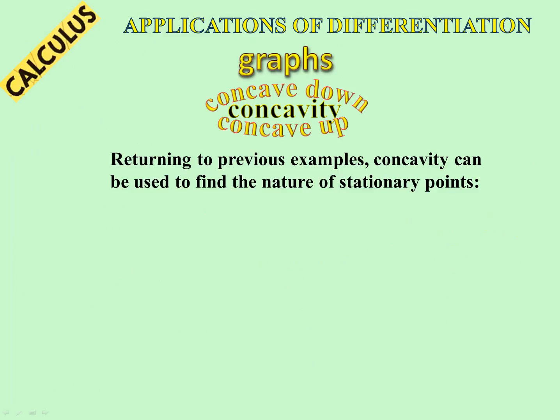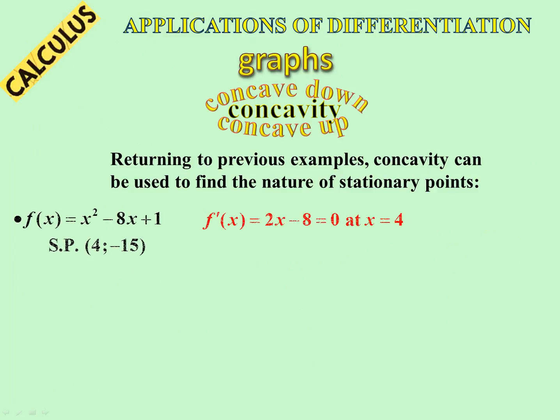So we can use that to find the nature of second derivatives. If we have a look at this one here, we've done it already using the table, but let's do it using concavity. First derivative, 2x minus 8 equal to 0 at x equals 4. Therefore, second derivative is 2. Now that's positive and concave up. The cave is facing upwards, like this. We can drink water from it.